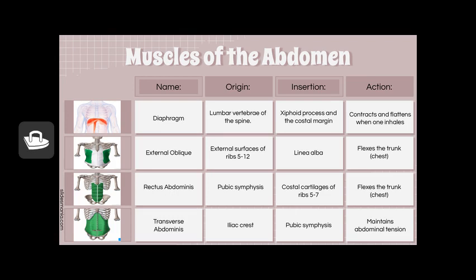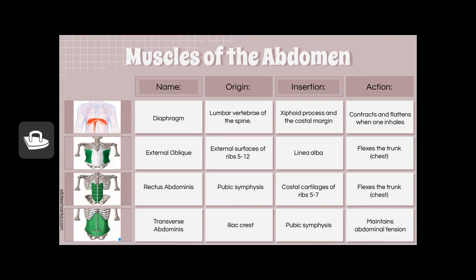Starting with the diaphragm, the origin is going to be the lumbar vertebrae of the spine. The insertion is going to be the xiphoid process and the costal margin. And the action is that it's going to contract and flatten when we inhale. Next up, we have the external oblique. The origin of this muscle is going to be the external surfaces of ribs 5 through 12. The insertion is going to be the linea alba, and the action is that it's going to flex the chest.